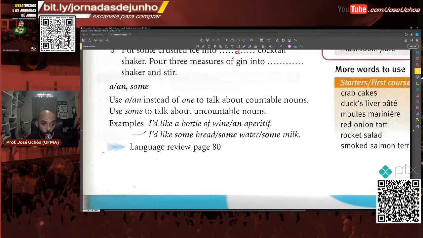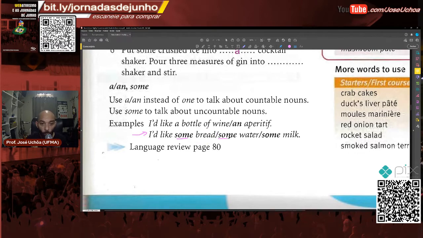Now let's see the second example. I'd like some bread. Ah, teacher, but I can count um pãozinho, dois pãozinhos, três pãozinhos. Not in English. In English, bread is the substance. It's the name of the continuous substance. You cannot count one bread, two breads, three breads. You count one piece of bread, two pieces of bread, three pieces of bread, one slice of bread, two slices of bread. But bread is uncountable. That's why we say, I'd like some bread.